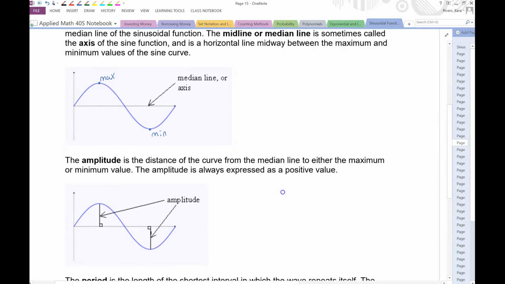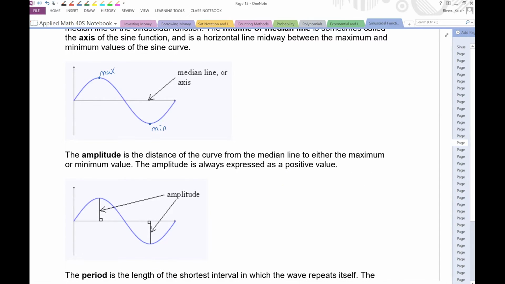Well, what is the amplitude? The amplitude is the distance of the curve from the median line to either the maximum or the minimum. It's always expressed as a positive value, whether you're measuring up or measuring down. Okay, so we count that as the amplitude.